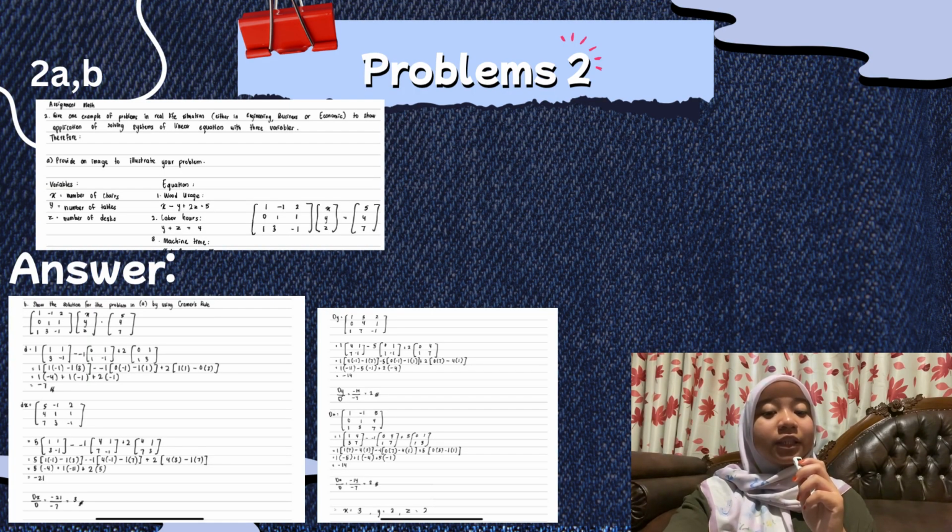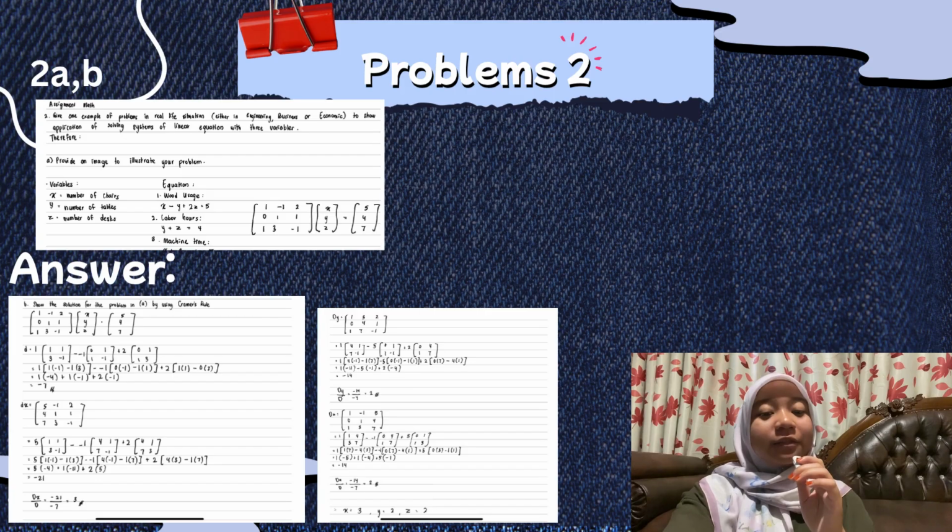Step 3, find the determinant for y, which is dy. Now we replace the second column with the results. The calculation gives dy equals -40. So y will be dy over d, equals -40 over -7, and you will get 2.